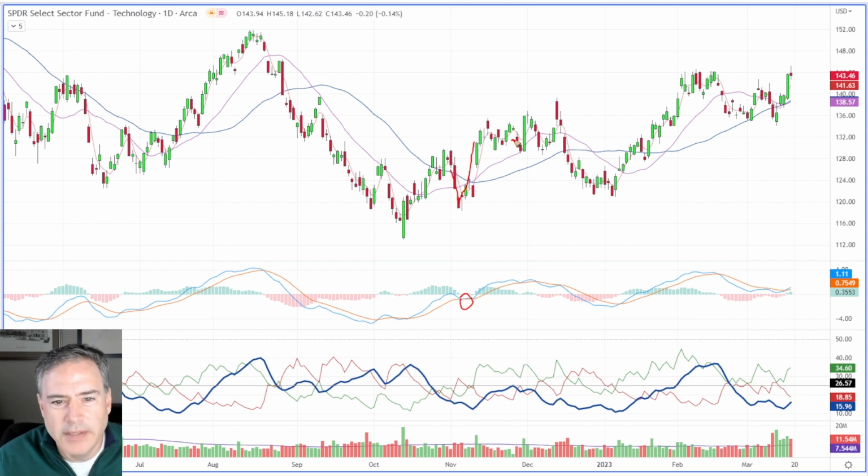So that's pinch number one, and that was before we crossed the zero line. And then we had two really sloppy pinch plays here. Do you see that?